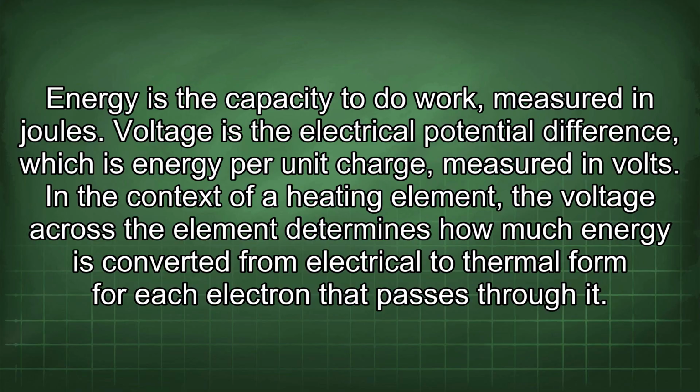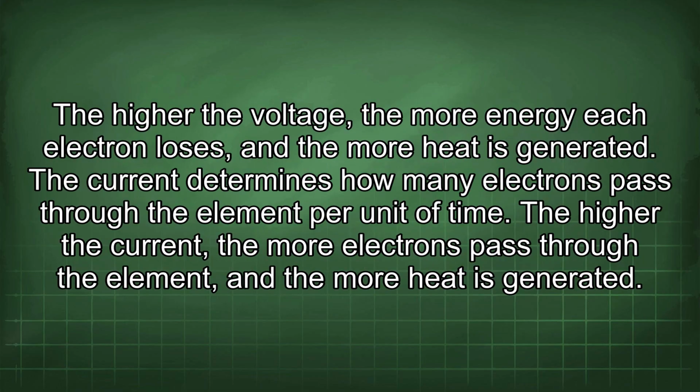Voltage is the electrical potential difference, which is energy per unit charge measured in volts. In the context of a heating element, the voltage across the element determines how much energy is converted from electrical to thermal form for each electron that passes through it. The higher the voltage, the more energy each electron loses and the more heat is generated. The current determines how many electrons pass through the element per unit of time. The higher the current, the more electrons pass through the element and the more heat is generated.